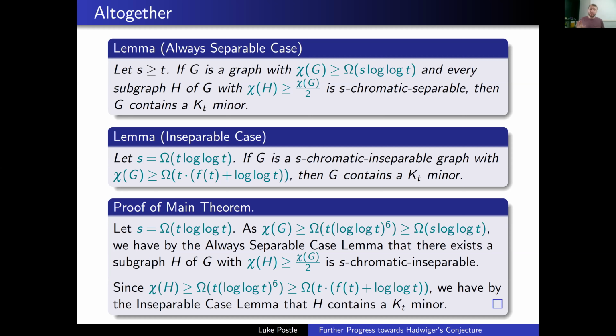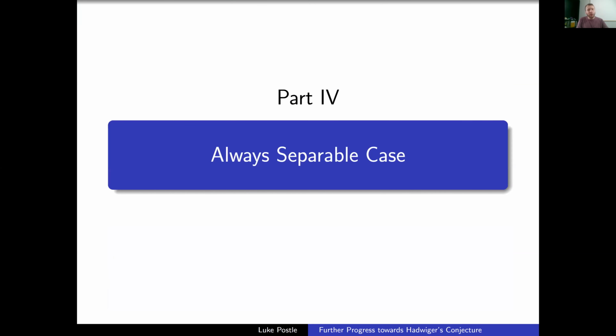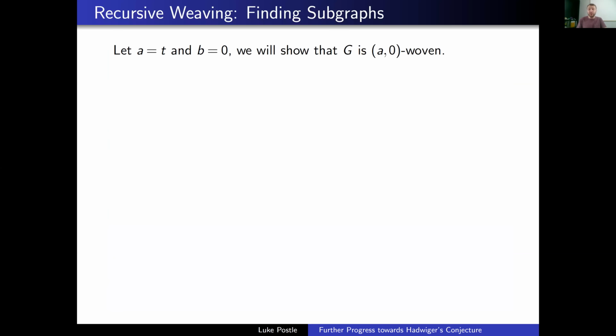And then I'm going to go through how to build the minor in each case. All right, so the big takeaway here is we use chromatic number as a resource, and we split into these two kinds of cases, separable and inseparable. So what do you do in the always separable case? Well, I've already kind of primed you. We're going to use recursion. So we're going to build the minor recursively.